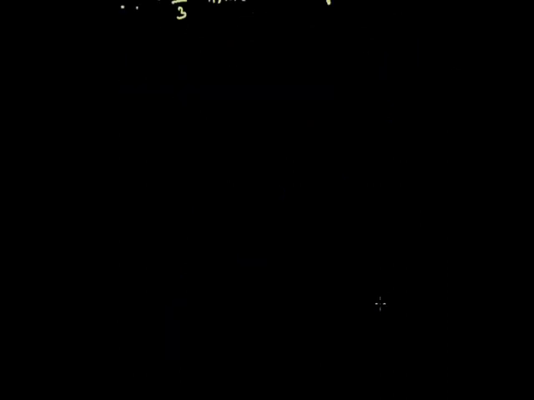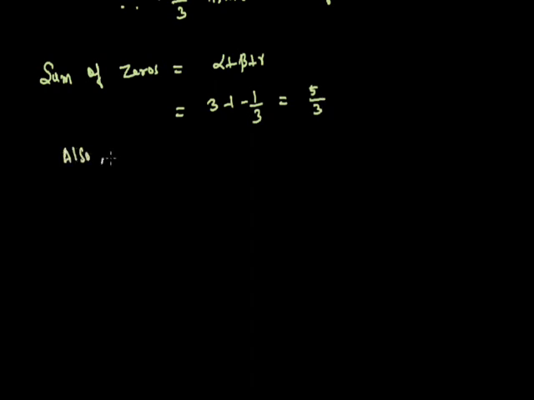Now we have to verify the relationship between zeros and coefficients. So sum of zeros, alpha plus beta plus gamma, is equal to 3 - 1 - 1/3. This is equal to 5/3. Now also sum of zeros is equal to -b/a. So b is -5 and a is 3. So this is also equal to 5/3.